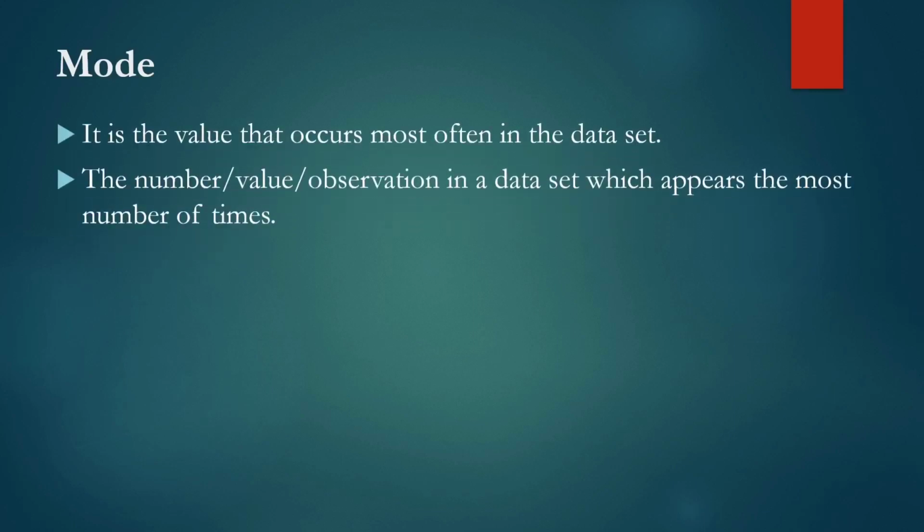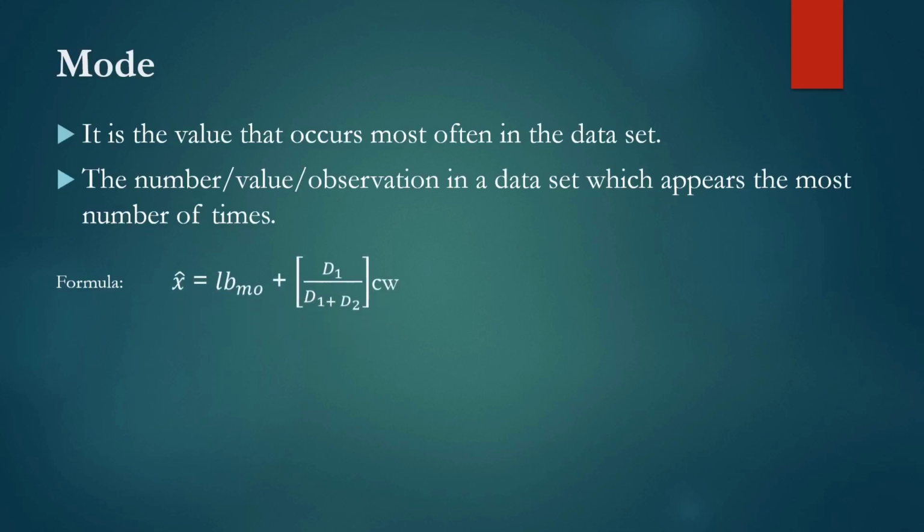Mode is the value that occurs most often in the dataset. The number, value, or observation in a dataset which appears the most number of times. Mode is one of the measures of the central tendency of a given dataset, which demands the identification of the central position in the dataset as a single value. In case of ungrouped data, the mode is simply the item having the greatest frequency. For group data, the mode is calculated using the formula.